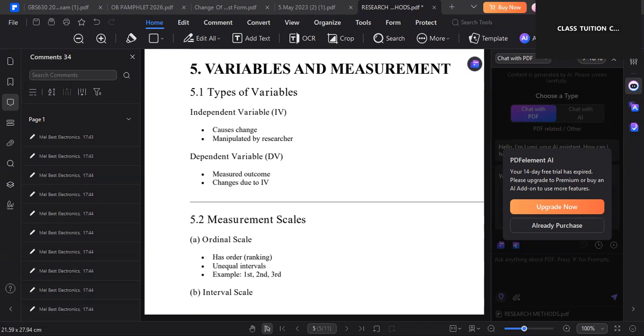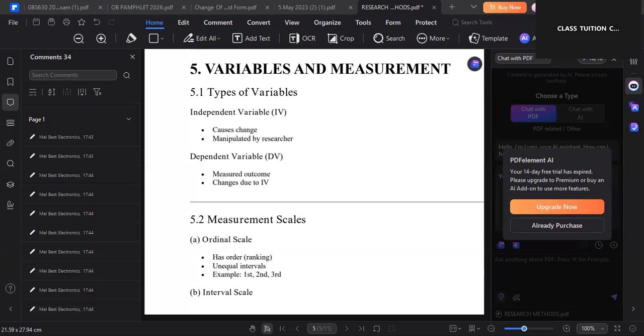For instance, if you're looking at stress and productivity, stress level is your independent variable because you can manipulate it. The dependent variable is the outcome that you want to measure. It is not controlled by the researcher, it's simply the result, the effect. For instance, productivity is your dependent variable.